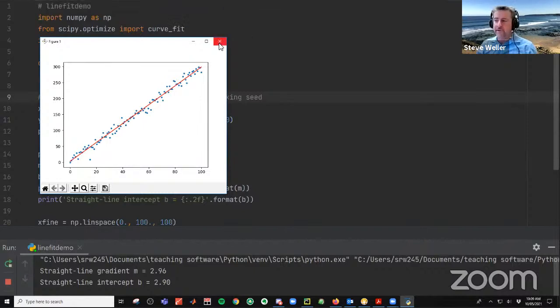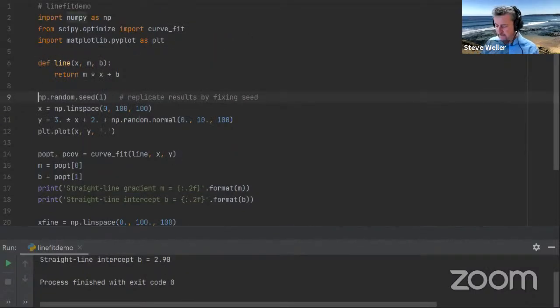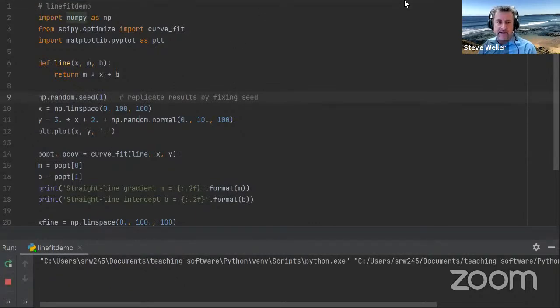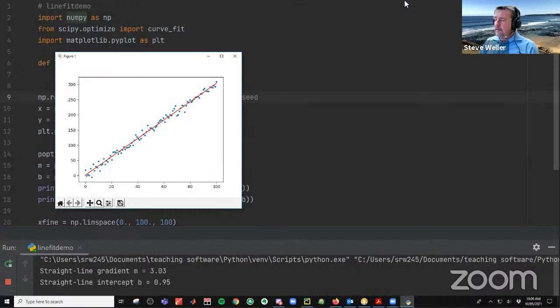So that's a really powerful tool for you to be able to take random data and fit a straight line to it.